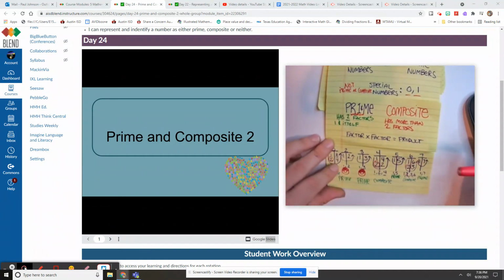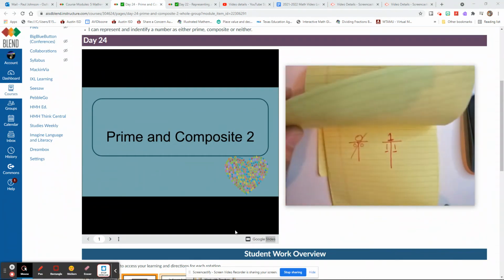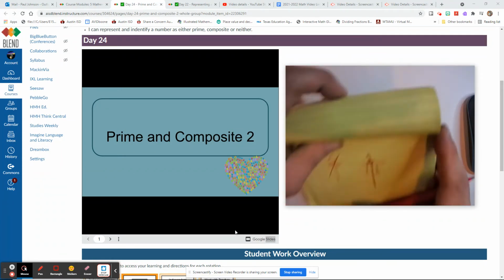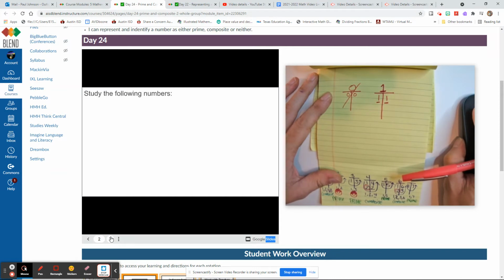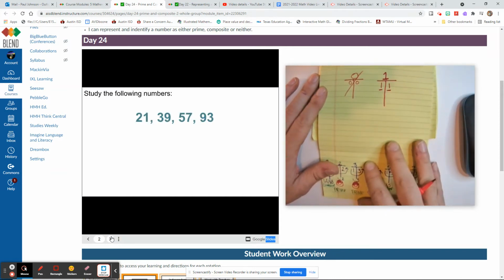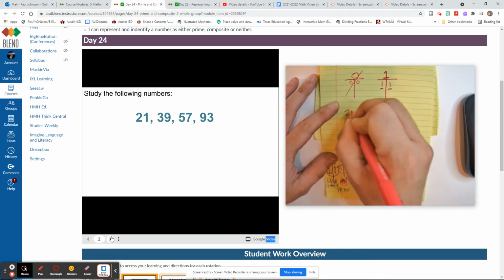Now, let's go ahead and take a look at some larger numbers today involving prime and composite. So, they want us to look at 21, 39, 57, and 93. All right, so 21.